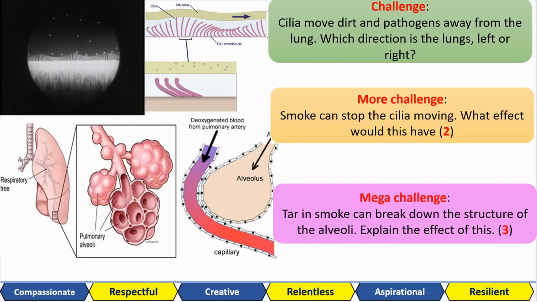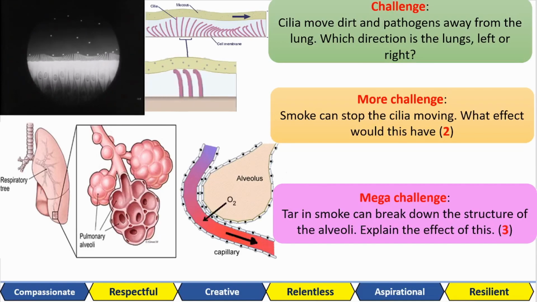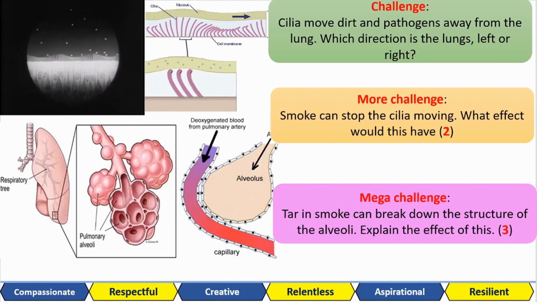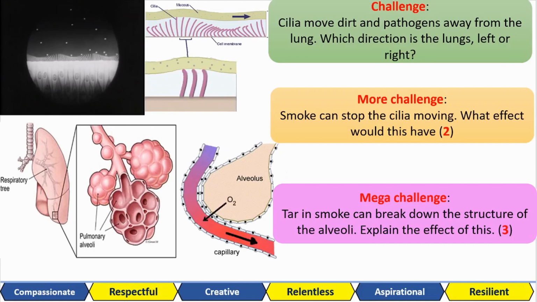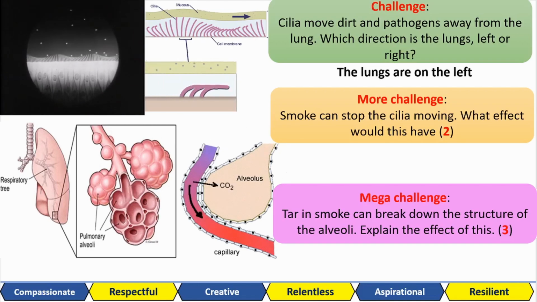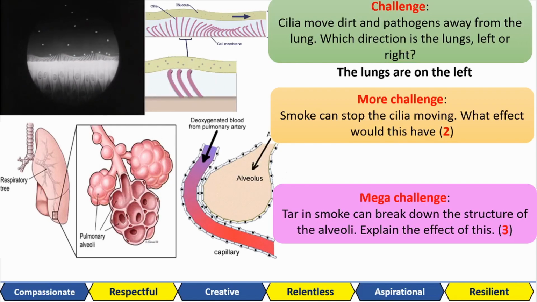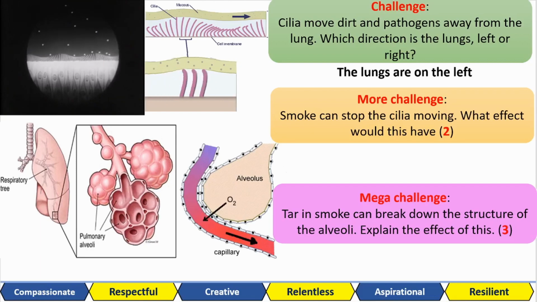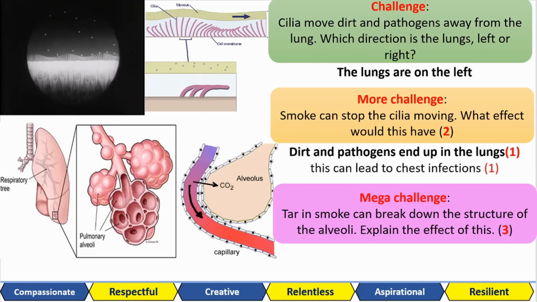Cilia are these hair-like projections in your airway that move debris from your lungs to where your nose and mouth is. And we can see that the debris is moving towards the right hand side, so the lungs must be on the left hand side. They're moving it away from the lungs. This means that when cigarette smoke stops them moving, dirt and debris and pathogens end up falling into the lungs, which can increase the risk of an infection.